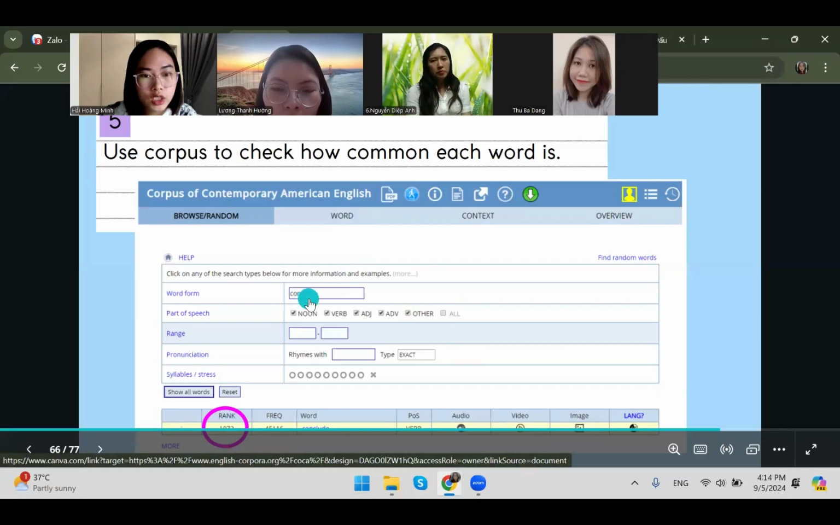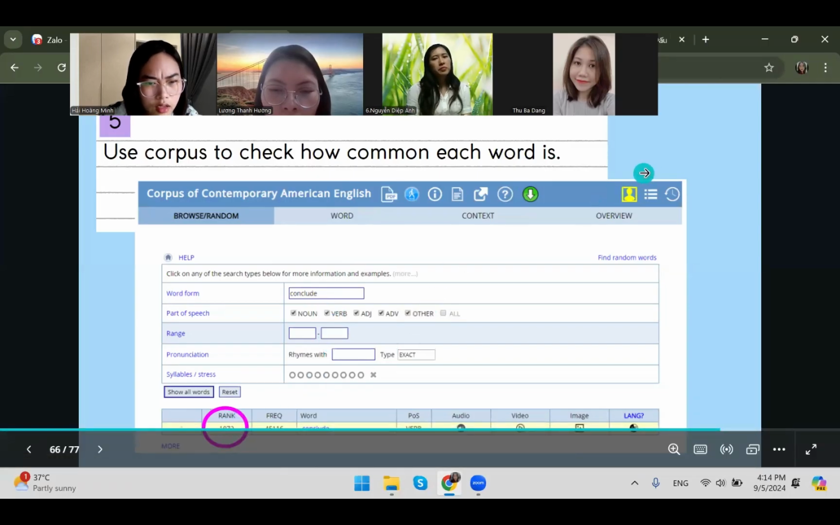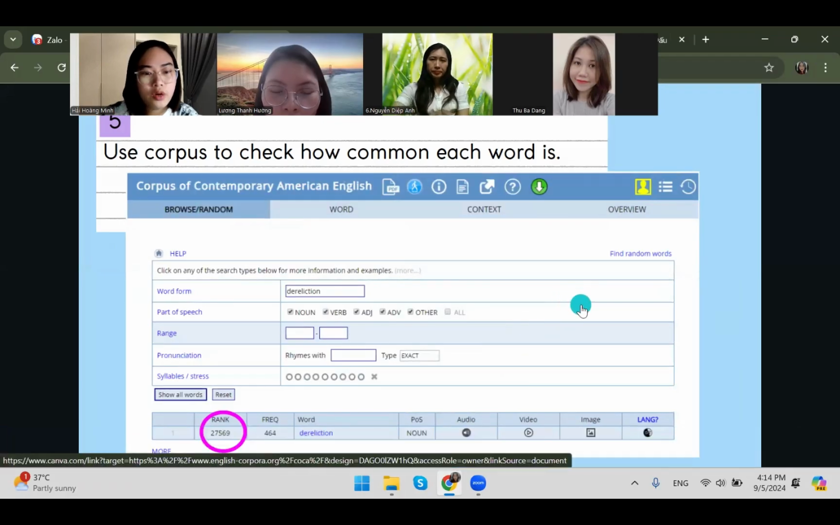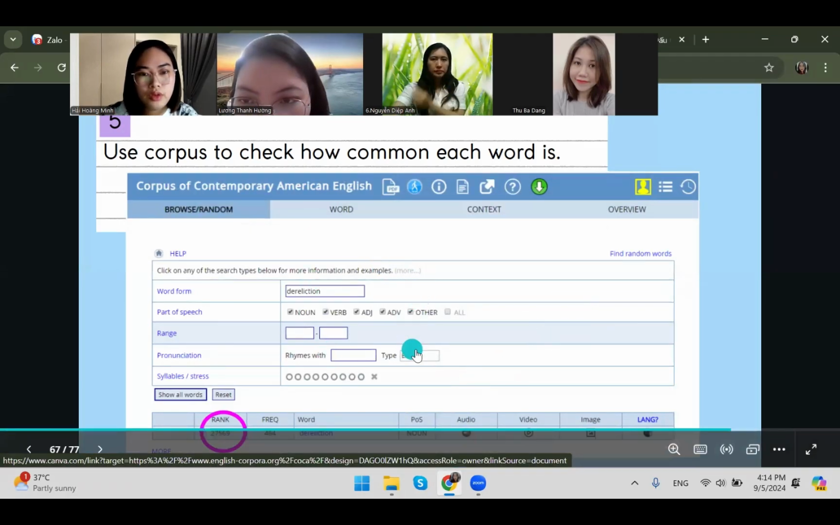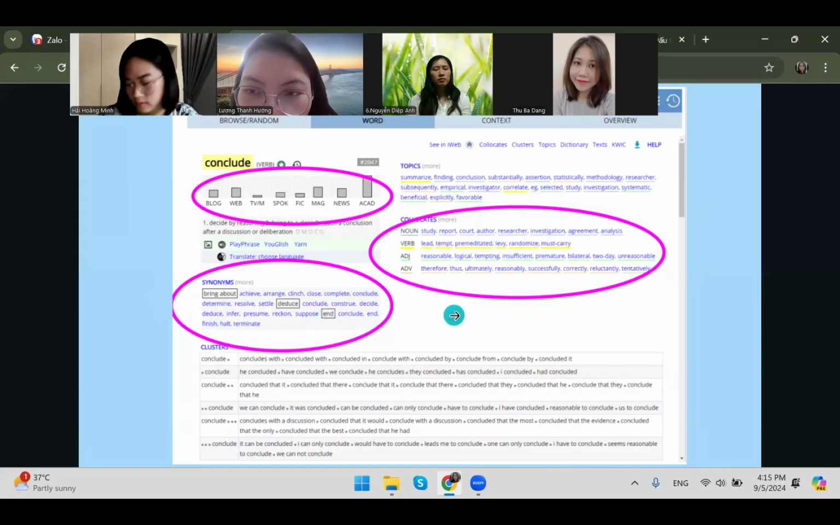For example, the word conclude is a verb, right? You can see the rank is in the 1972nd rank. This website also gives you some collocations, the word family and topics, and the synonyms of the word conclude here, right? Okay, you can find the meanings.